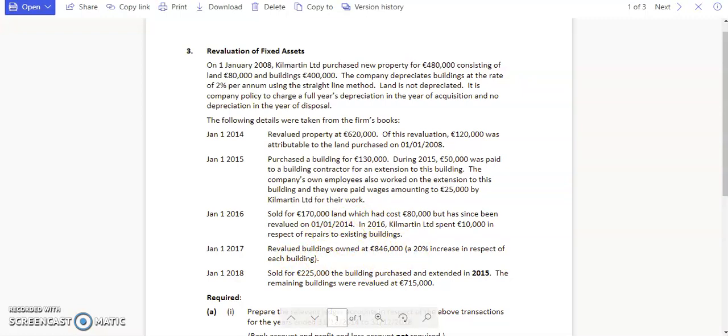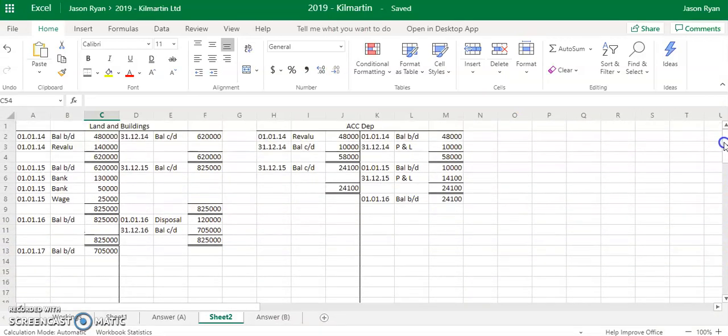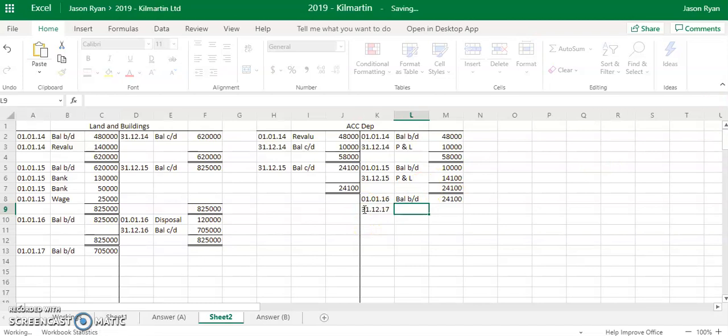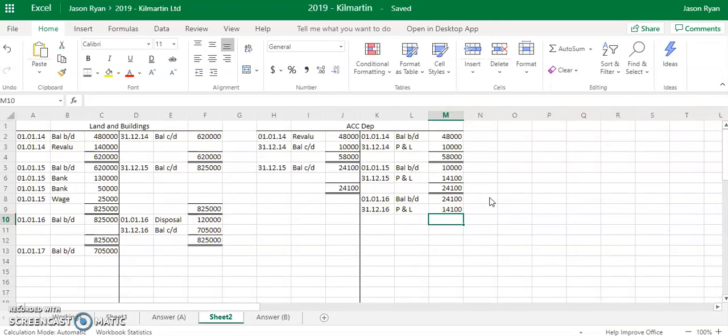Next thing then, revalued buildings owed at 846. Oh, we need to do our depreciation for that year as well. So don't forget to stick in your depreciation for 31st of 12/17, profit and loss. Sorry, 2016. So for 2016, it's 410.